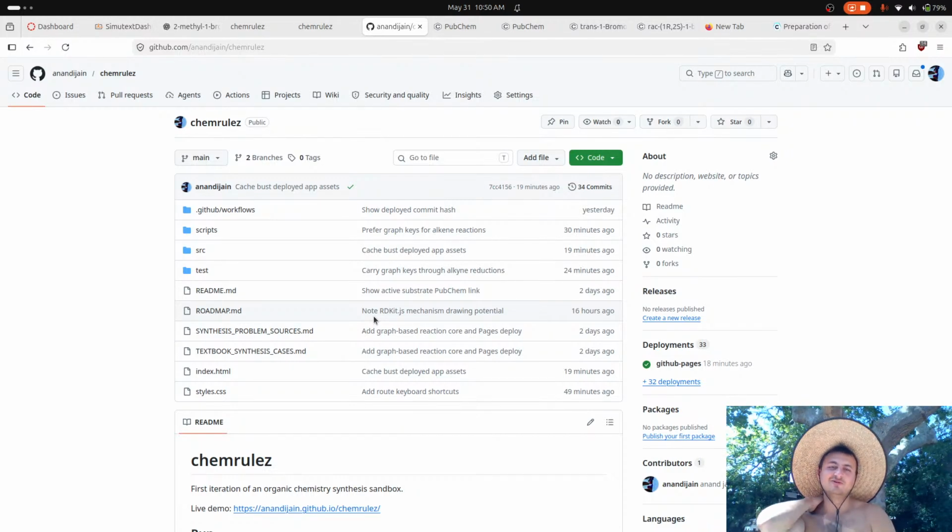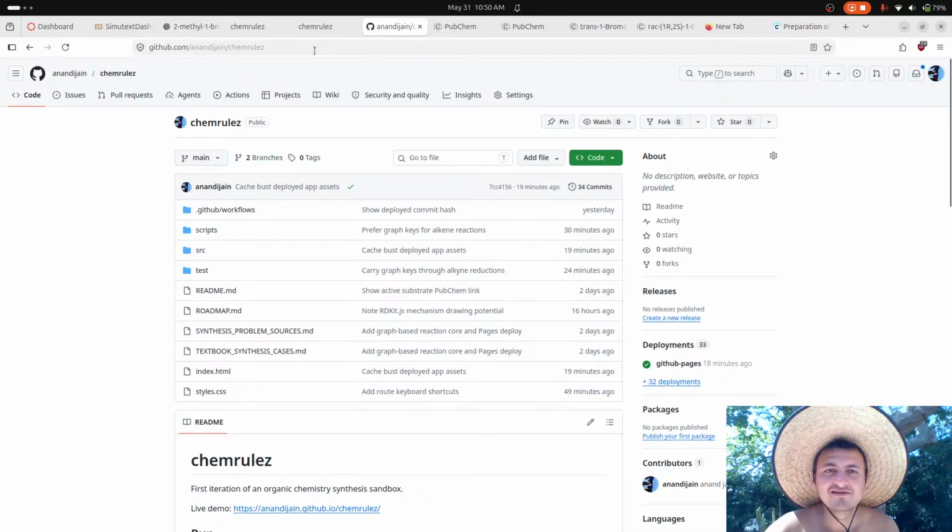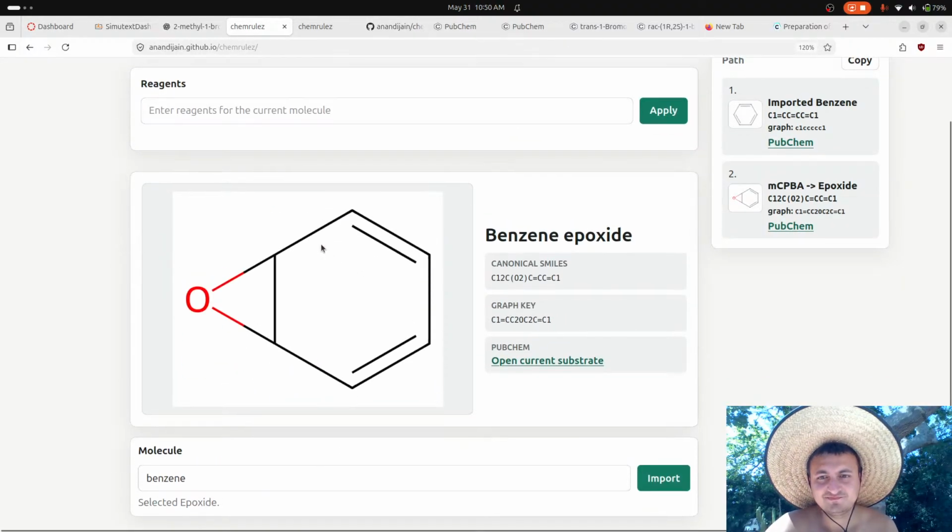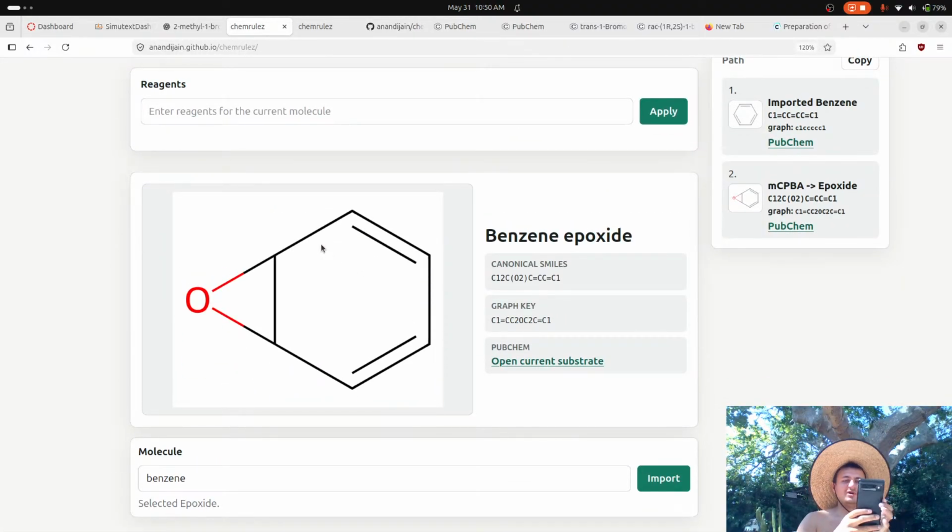But that would be really cool if we could just start to automate, like going through, take a textbook and somehow get the structured info and then just have it churn through all the cases, you know? So yeah, benzene epoxide is not right, I don't think.